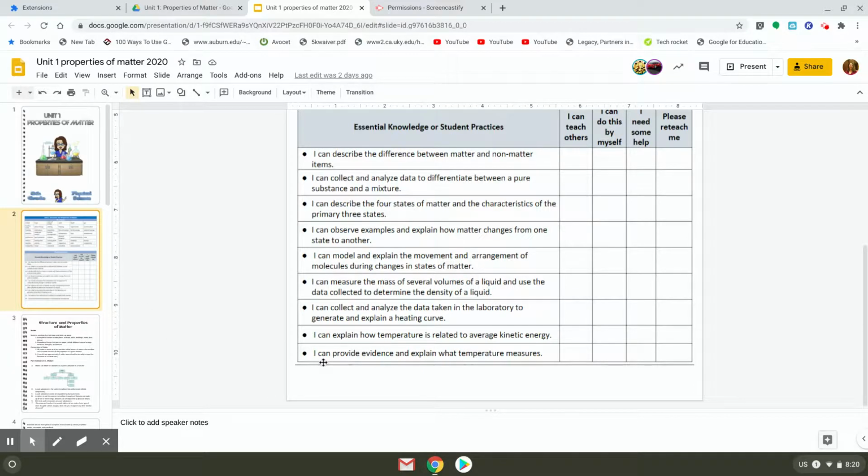What did we just say temperature is? What did I just tell you temperature is? Kinetic. It's the kinetic energy. So what do you think temperature measures? The amount of kinetic energy. Yeah. See how easy this is? All right, next page.